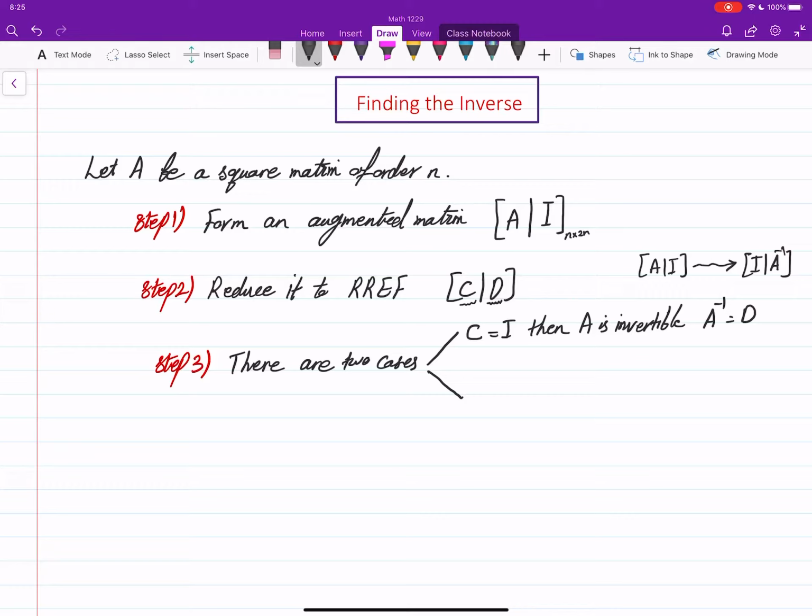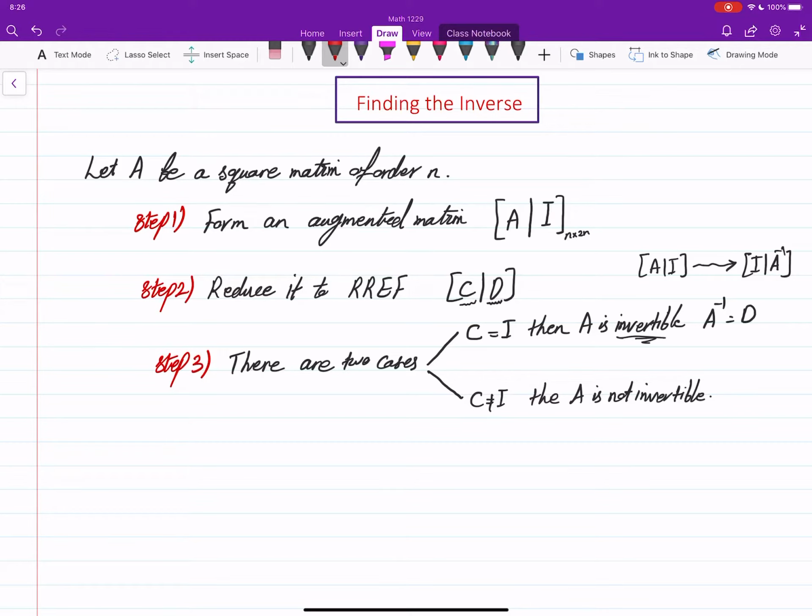Okay? But if C is not identity, then A is not invertible, and you don't need to find the inverse of the matrix. It's not invertible at all, yes? This procedure, if you do apply all the steps, you will not only see if matrix is invertible or not, you will also be able to find the inverse for the invertible matrices.